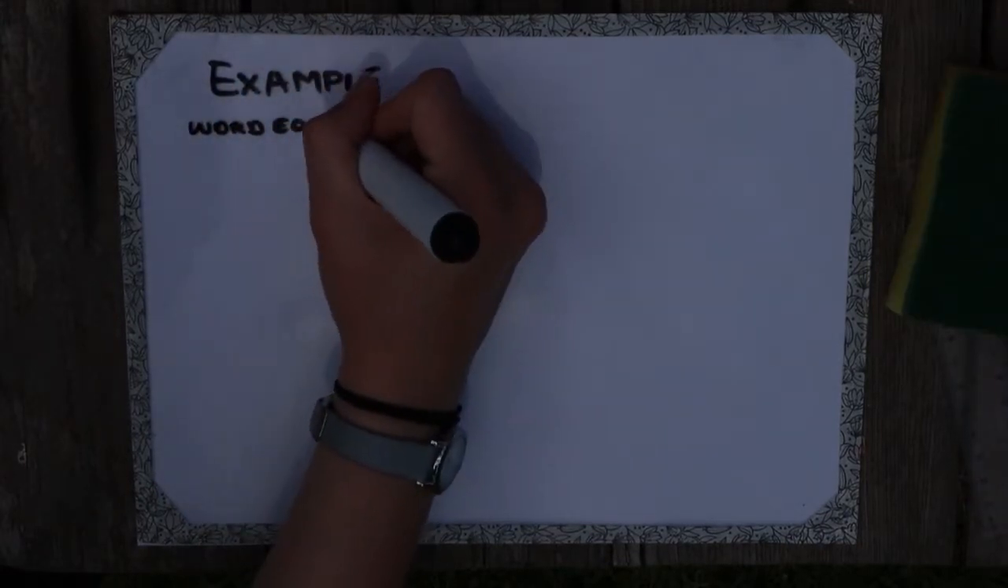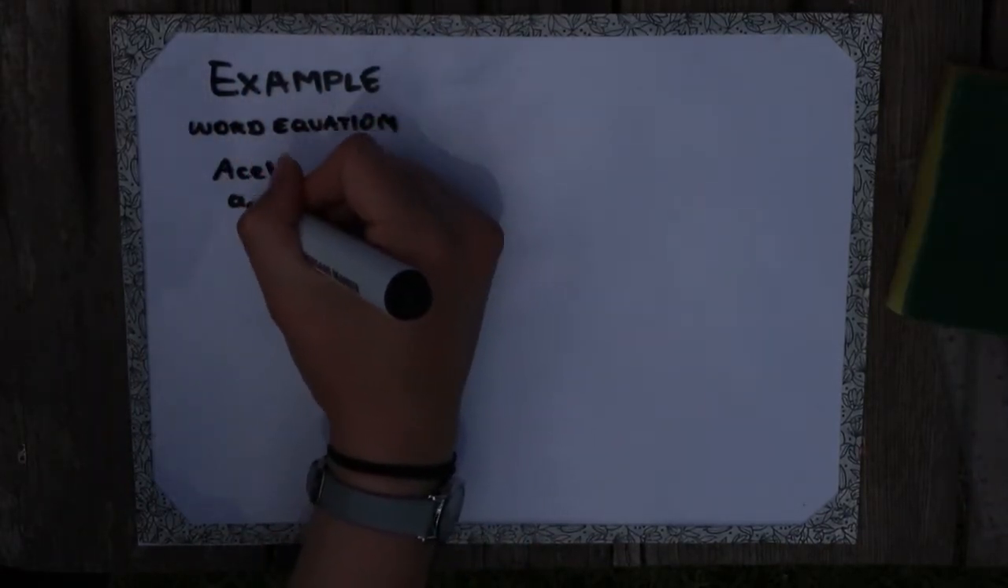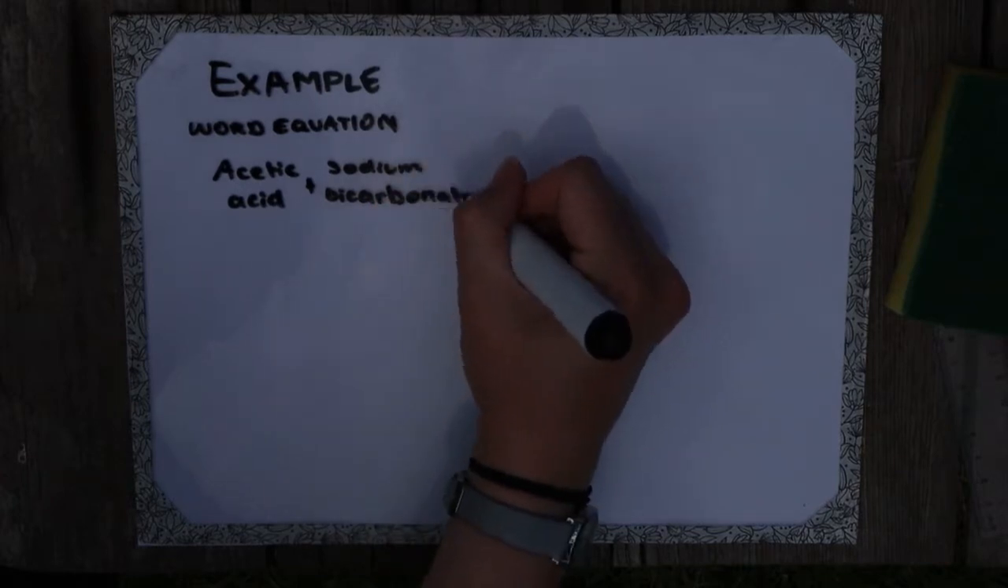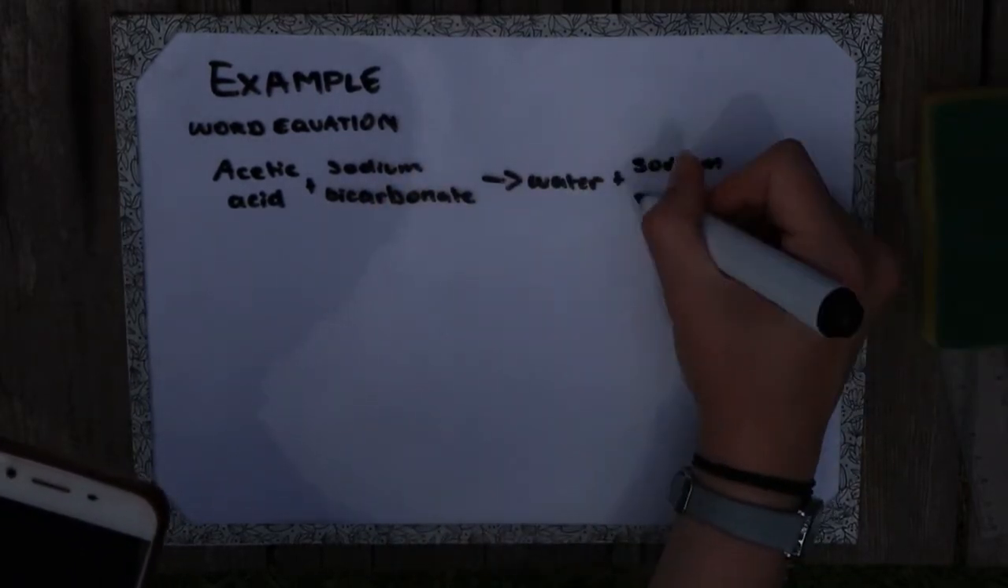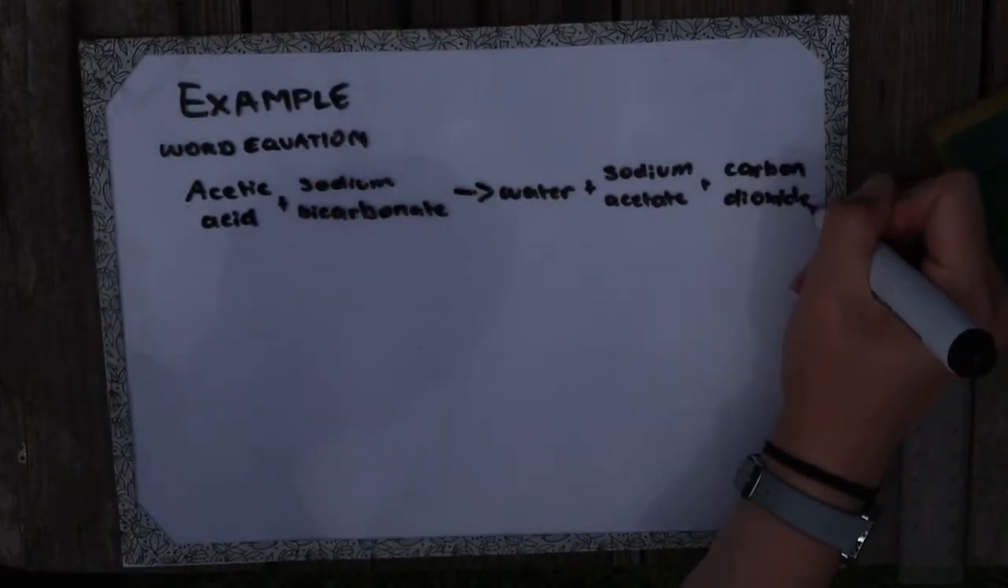When vinegar, aka acetic acid, and bicarb, aka sodium bicarbonate, are mixed, they cause an acid-carbonate reaction as well as a neutralisation reaction, because vinegar is an acid and sodium bicarbonate is a base. This reaction produces water, carbon dioxide gas, and sodium acetate. We can see this in the word and chemical equation. Acetic acid plus sodium bicarbonate becomes water plus carbon dioxide plus sodium acetate.